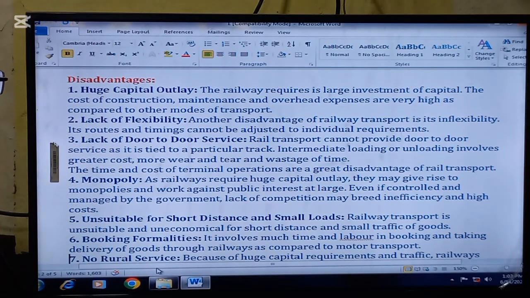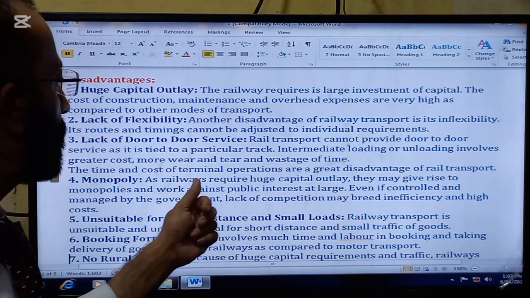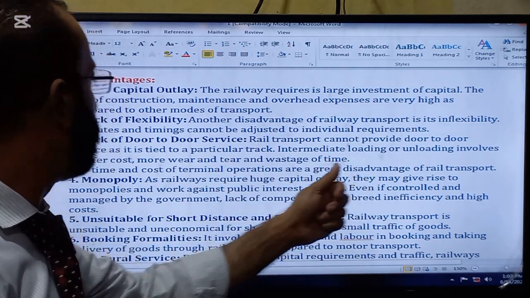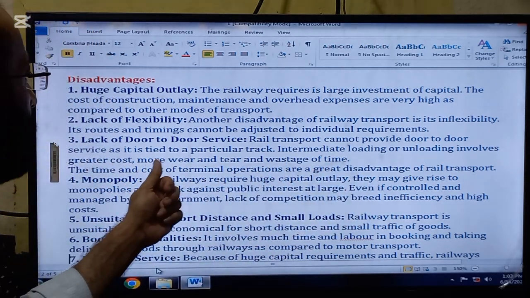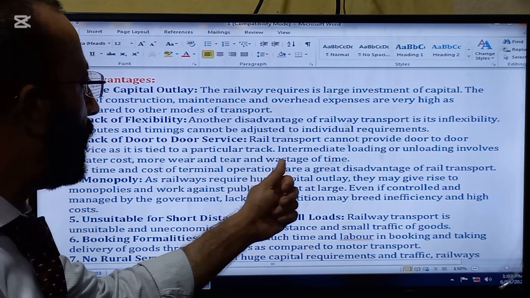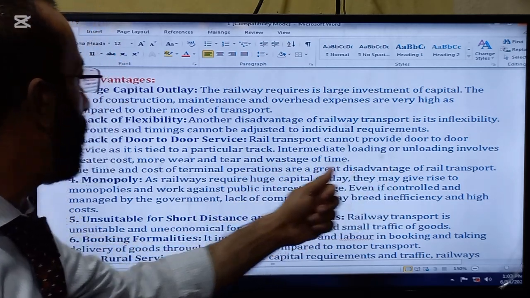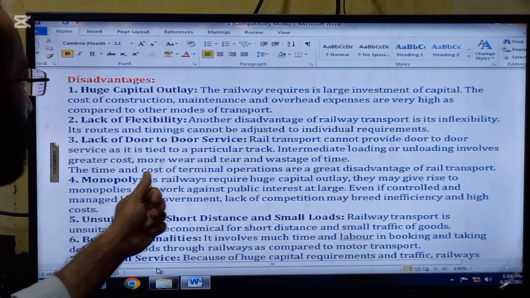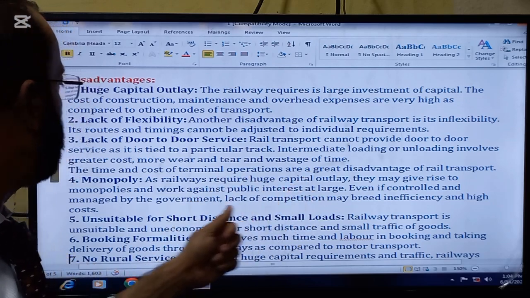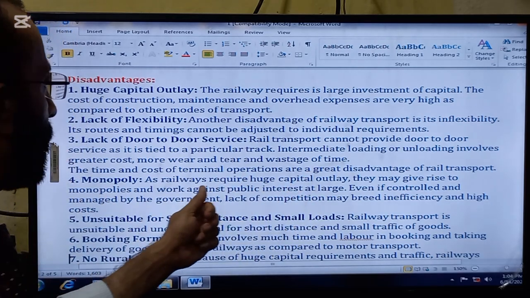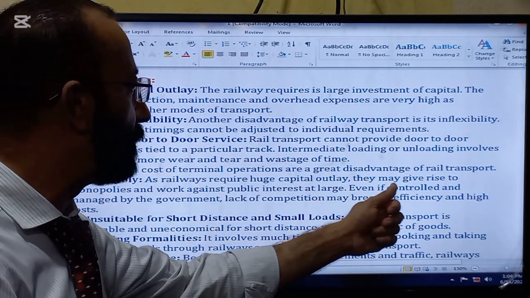So the next disadvantage is lack of door-to-door service. Rail transport cannot provide door-to-door service as it is tied to the particular track. Intermediate loading or unloading involves greater cost, more wear and tear and wastage of time. The time and the cost of terminal operation are a great disadvantage of rail transport.